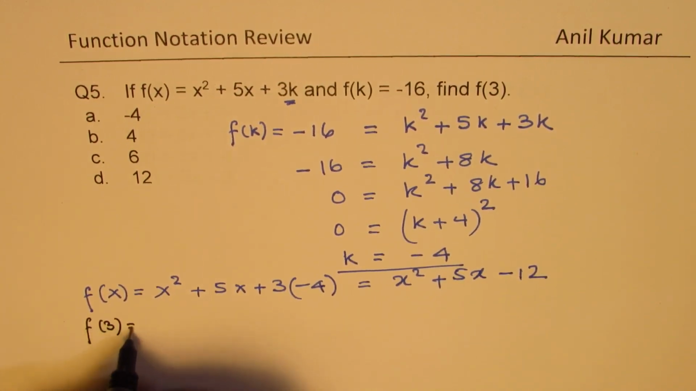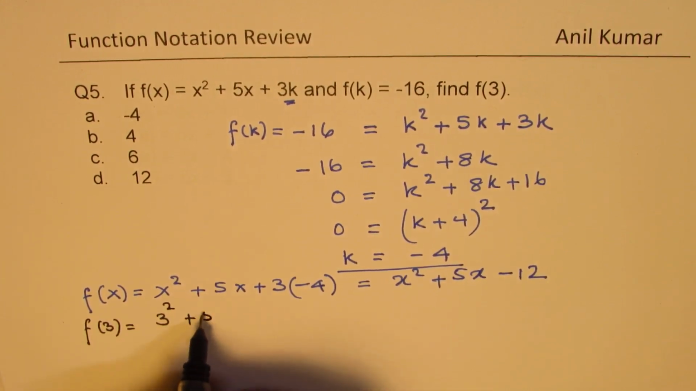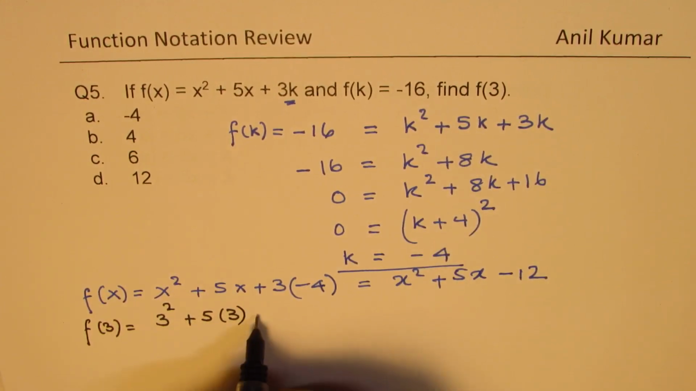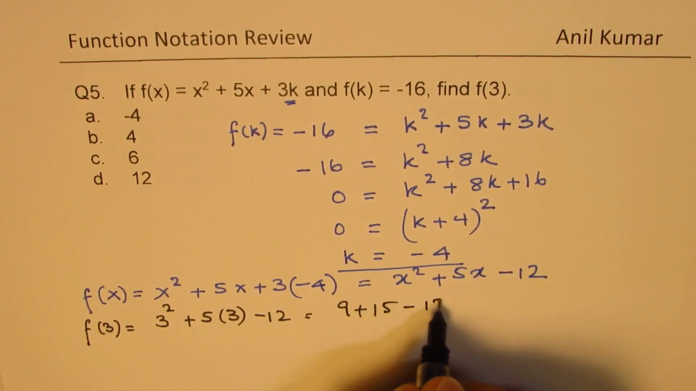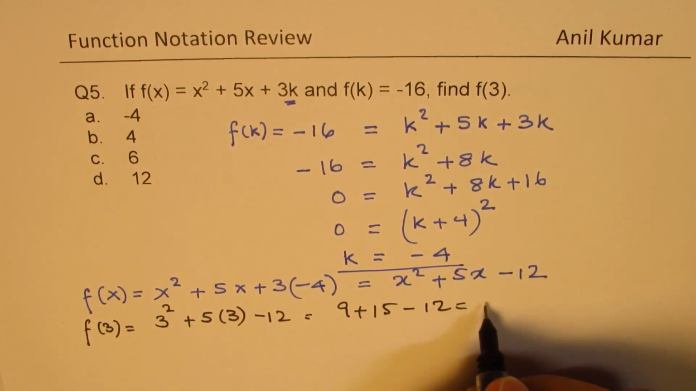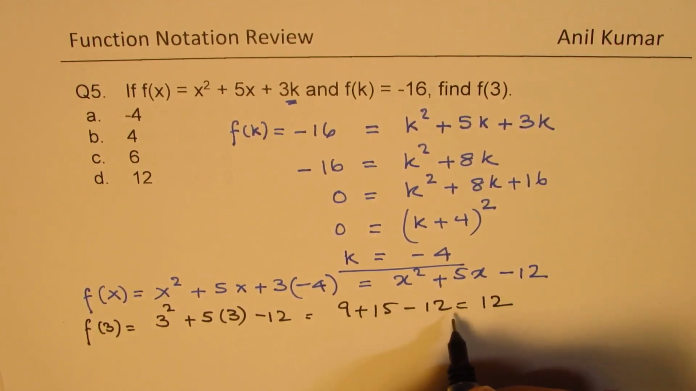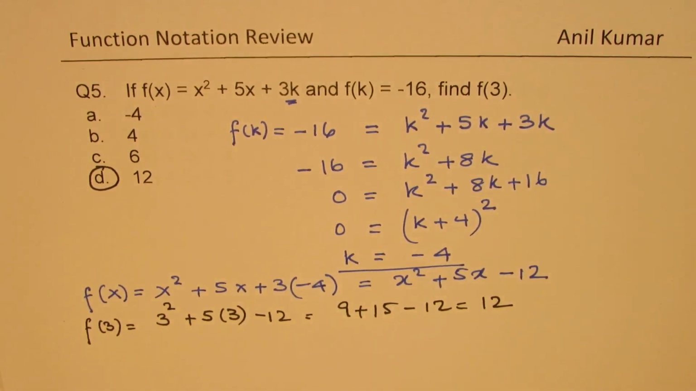So f of 3 equals 2. Substitute 3 here: 3 squared plus 5 times 3 minus 12. So we get 9 plus 15 minus 12. So 15 minus 12 is 3. 9 plus 3 is 12, right? Or you can say 24 minus 12. We get option D as the right option. Clear? So that is how we should be solving this type of question.